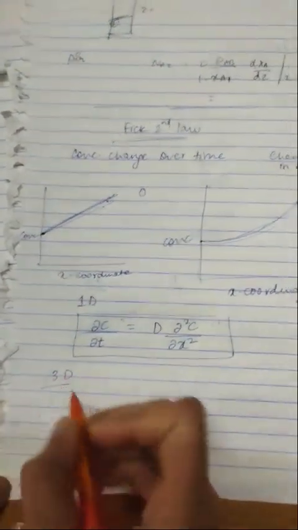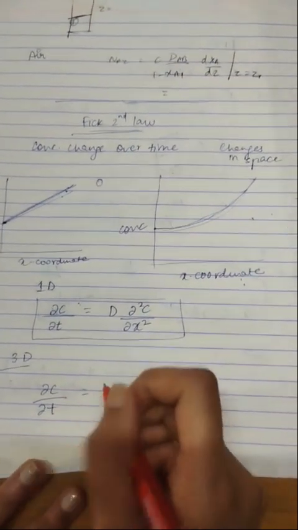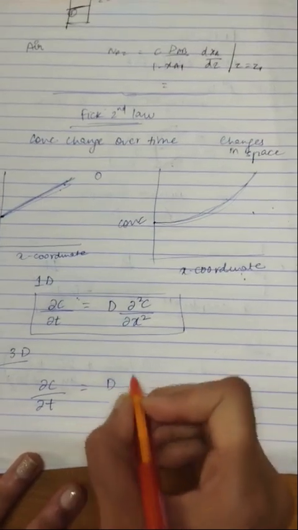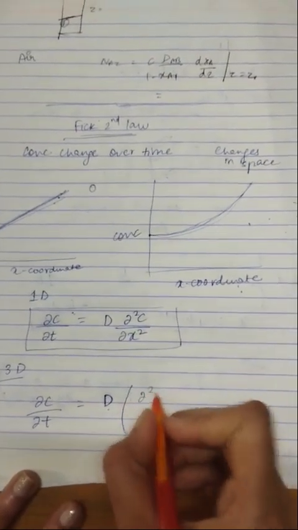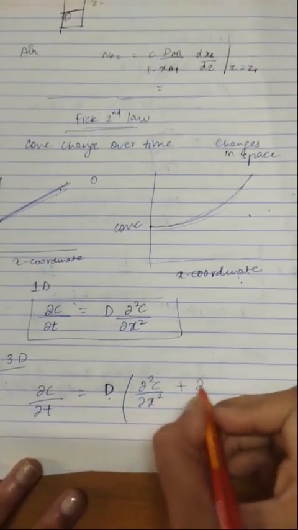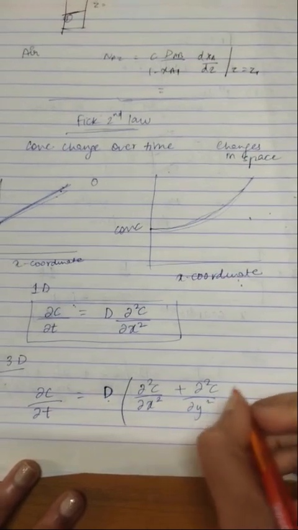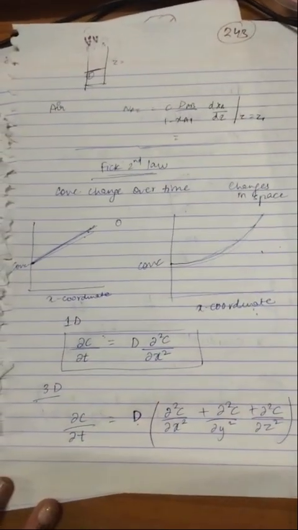If we apply it for 3D, it becomes dc by dt equals D, where D is again the diffusion coefficient, times d square c upon dx square plus d square c upon dy square plus d square c upon dz square. This is for 3D. This is Fick's second law, right?